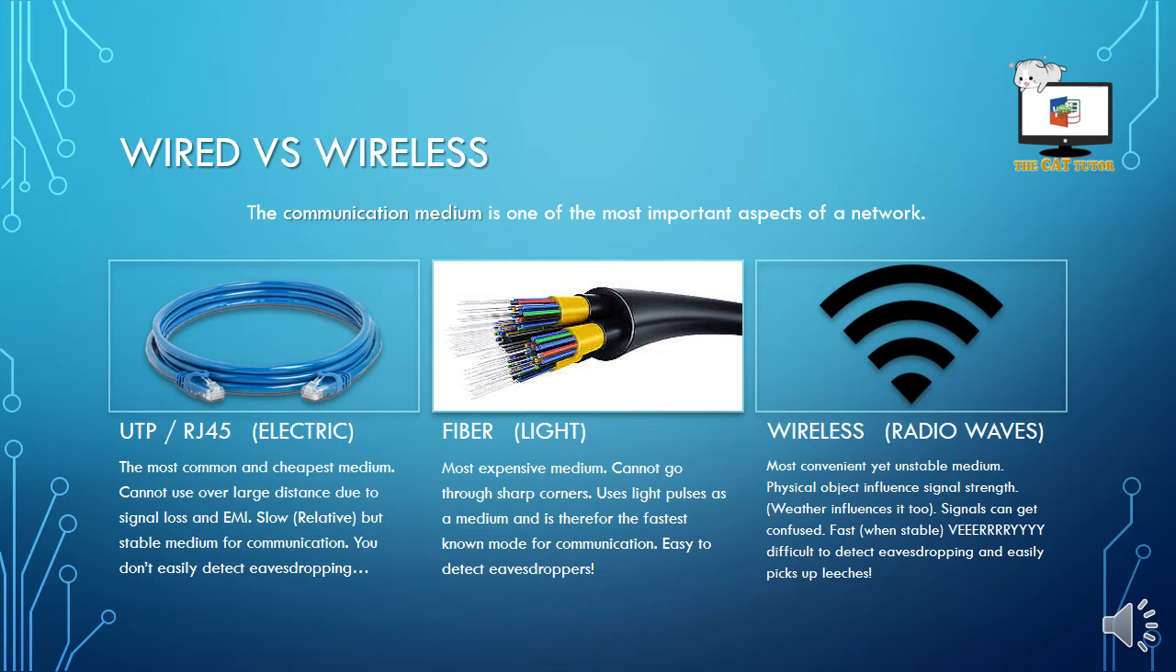UTP cables can't be used over large distances due to signal loss and EMI, electromagnetic interference. EMI is a very big problem when it comes to electric signals. For light signals, it's not that big a problem, which is why fiber is used for long distance instead of UTPs.